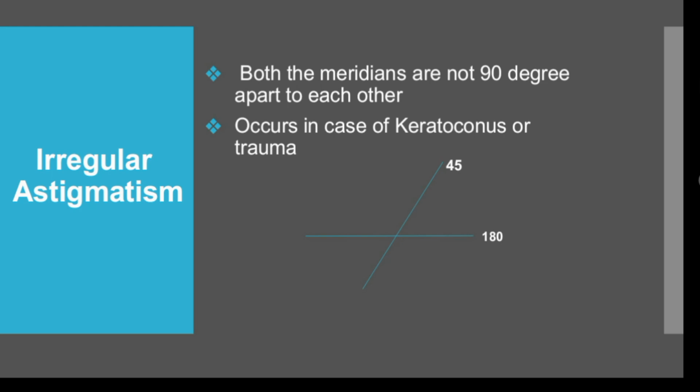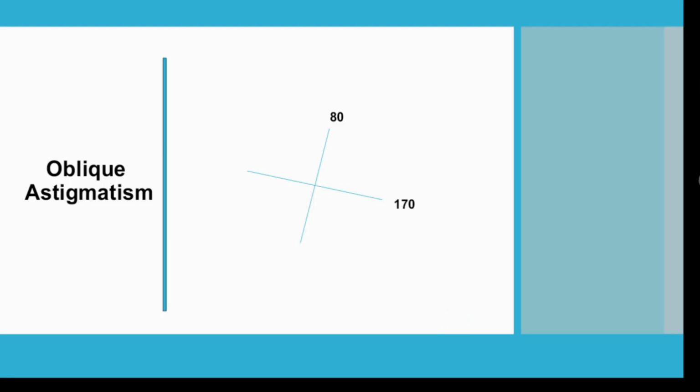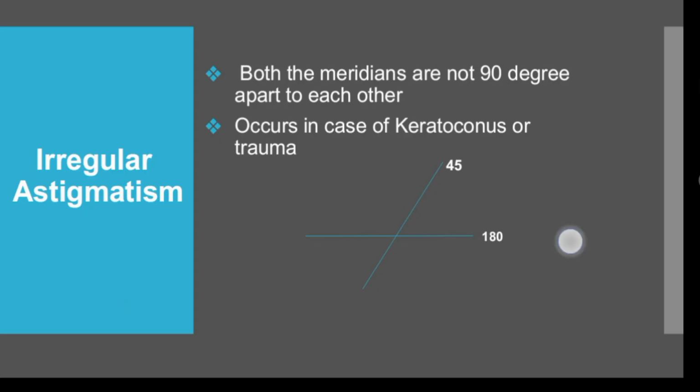Now, what is irregular astigmatism? There is no specific rule here. The two meridians are not 90 degrees apart from each other, and it can occur in a keratoconus case or any traumatic state of the cornea. Keratoconus is a state in which the cornea becomes conical. So in irregular astigmatism, the two meridians of the cornea are not 90 degrees apart. You can see here it is 180 degrees and here 45 degrees, so their difference is not 90 degrees. This is what irregular astigmatism is.